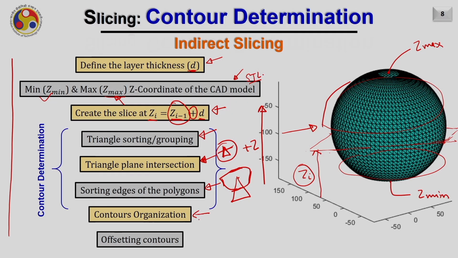Then the next step is to organize the contours. Why is it important? For example, you have a contour which has multiple contours inside as well. You have to identify where the material is and where there is no material. To identify this, we have to appropriately organize these contours, and that is usually called contour organization algorithms. And then, if required, we do the offsetting of contours to give the machining allowances.